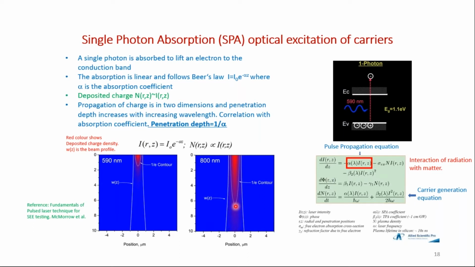So 63% of the charges have been deposited, and the intensity has been reduced to 0.336%. In the case of 800 nanometer, this penetration depth is about 7 micron, but for 590 it is less than 2 micron. Also, you can say propagation of charges is in 2 dimensions, and the penetration depth increases with increasing wavelength. The penetration depth is 1/alpha, the 1/the absorption coefficient.